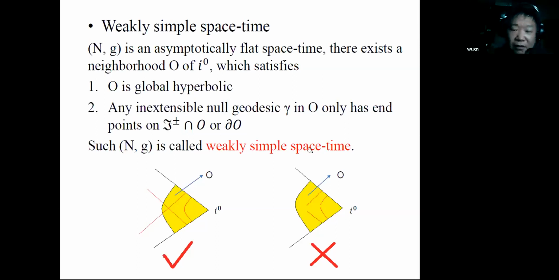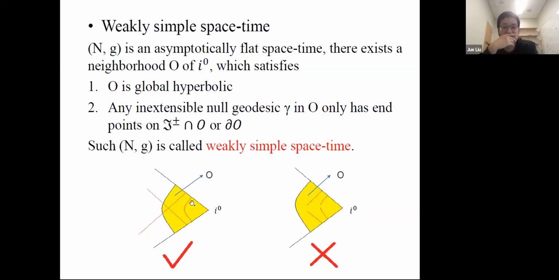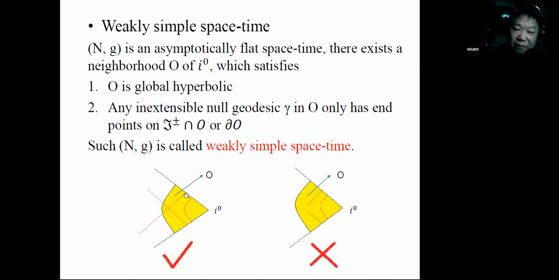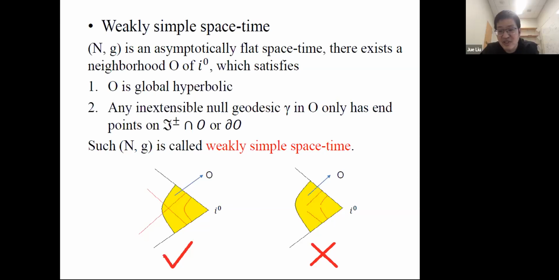And then another thing is that we need any geodesics inside the neighborhood to be complete. It means that, for example, if we have a geodesic inside the neighborhood of I0, it will only have the endpoint, because in my slide it shows that my Wi-Fi has some problems. So I'm not sure that you can hear me. Is it okay? Yes, but okay.